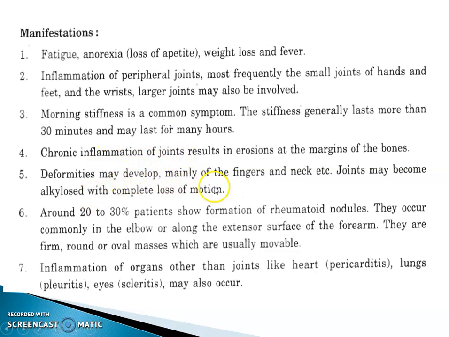Deformities may develop mainly in the fingers and neck. Around 20 to 30% of patients show the formation of rheumatoid nodules. They occur commonly in the elbow or along the extensor surface of the forearm. They are round or oval masses which are usually movable. Inflammation of organs like heart, eyes and lungs may occur.